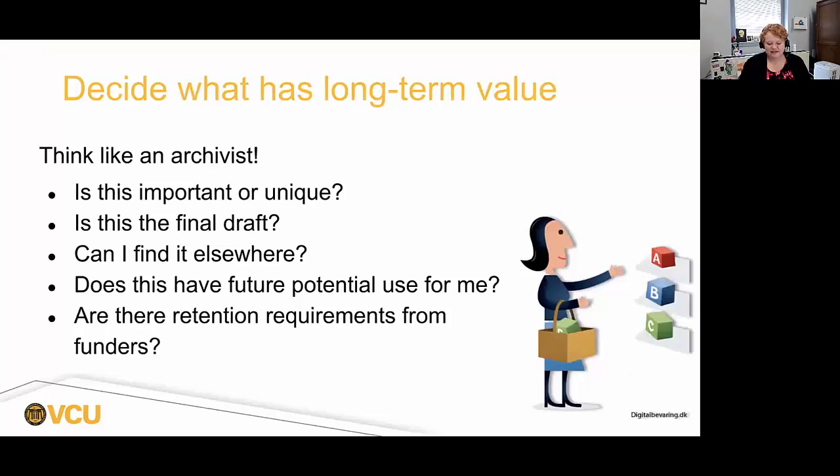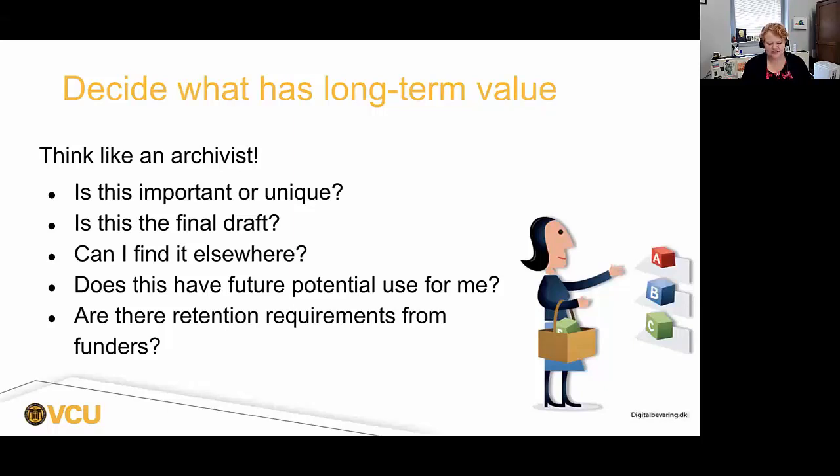After you've figured out what you have, you need to decide what has long-term value. In the world of archives, this is called appraisal. Archivists have long known that it is impossible to keep everything. As a result, archivists make decisions about what to retain based on numerous factors such as potential research value, uniqueness, if it fits into our collection development policy, etc. So I want you to think like an archivist and ask yourself these questions. Is it important or unique? Is this my final draft? Can I find it someplace else? Does this have future use? And are there retention requirements for funders? There may be some other questions you ask yourself along the way.